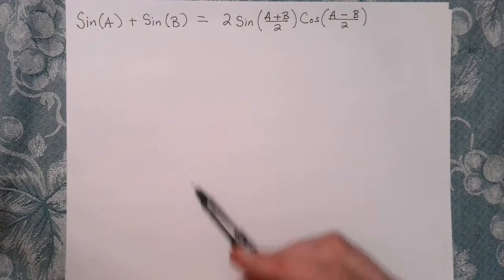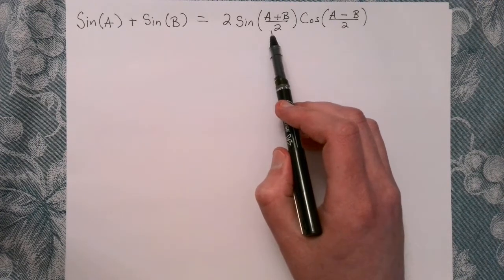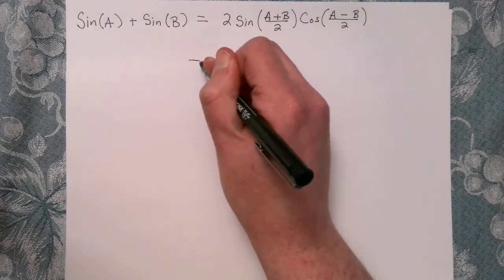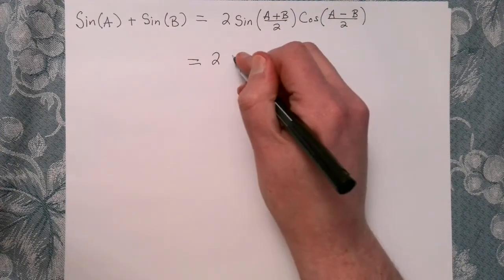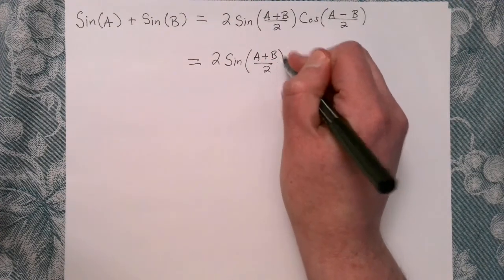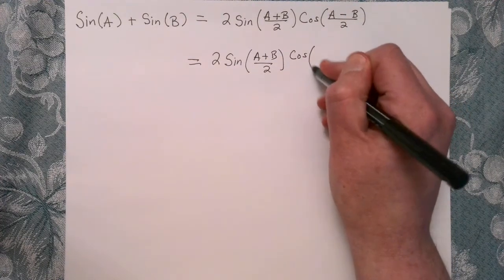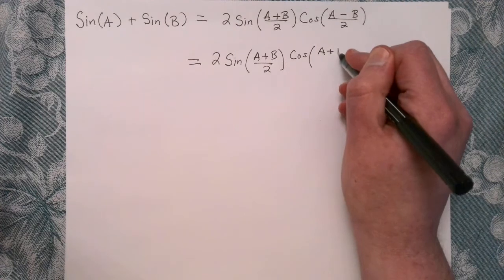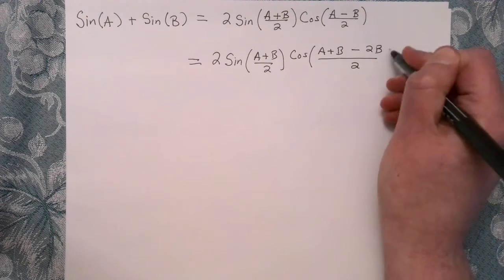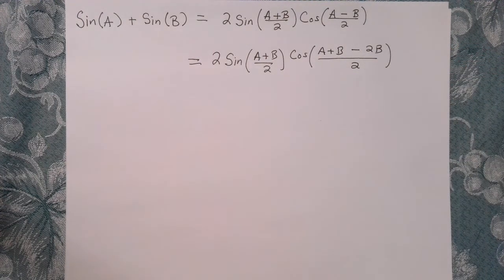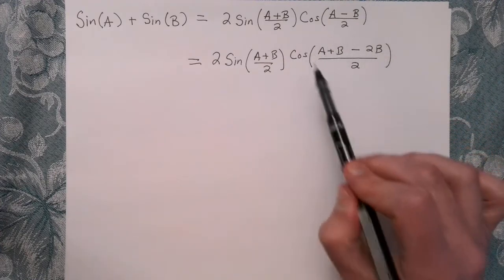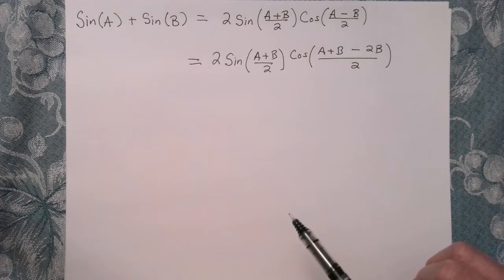The first thing I notice is this a plus b over 2, and I'm going to cleverly rewrite this. So we're going to have 2 times the sine of a plus b over 2 times the cosine of a plus b minus 2b over 2. This will prove to be quite helpful, and we're going to separate this using the cosine of the difference of angles formula.